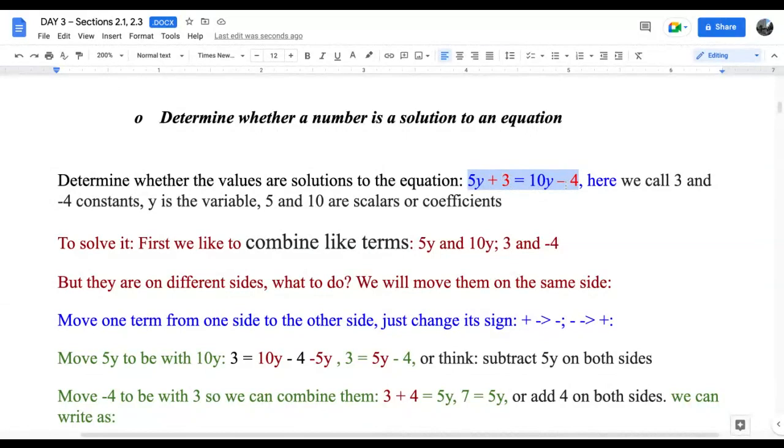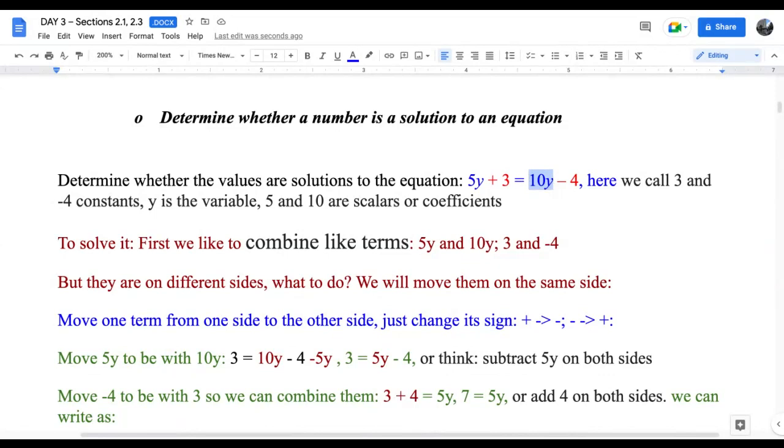3 and negative 4 are constants. Right? 3 and 4 are constants. 3 and 4 are terms themselves, but 5 is not a term itself. 5 is multiplied with y. So 5 and y cannot be separated. Same thing for 10y.